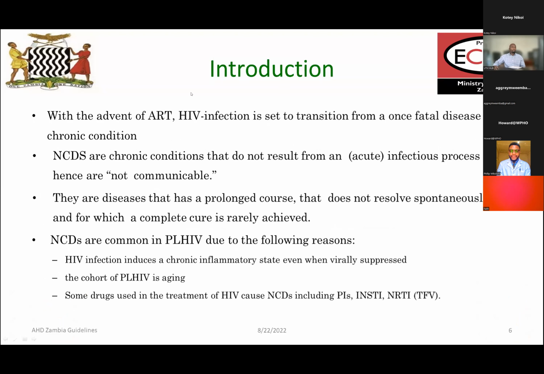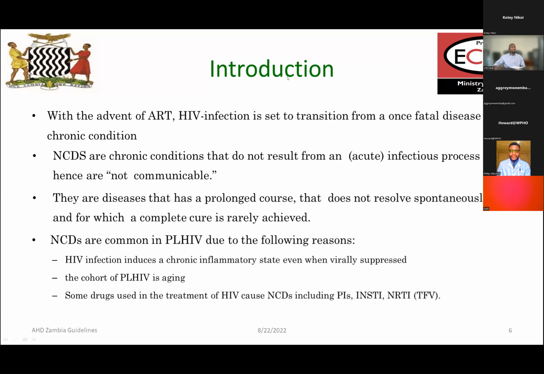Yeah, so thank you so much. I think that we know from my initial opening remarks that the advent of ART has actually improved life expectancy. And so HIV is no longer a fatal disease, it's now a chronic disease. We know that NCDs are chronic conditions that do not result from any infection, and hence that's why we call them non-communicable. They are diseases that have a prolonged course that do not resolve spontaneously, and for which a complete cure is rarely achieved.